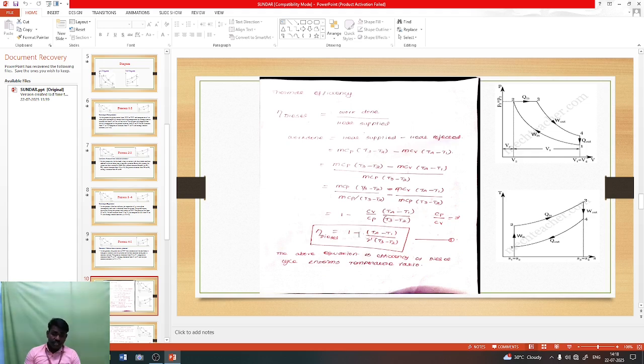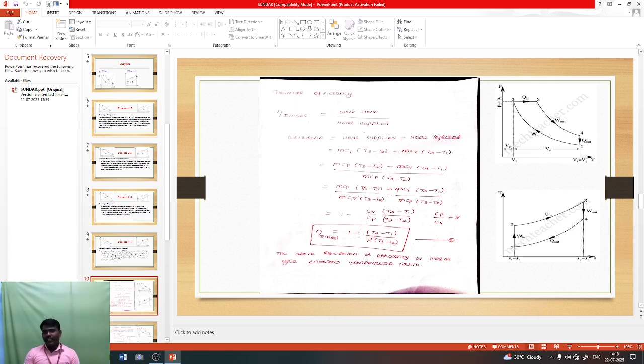What is the meaning of specific heat capacity? For a substance, it is the heat that must be added to one unit mass of the substance in order to cause an increase of 1 unit of temperature. That is called specific heat capacity. So here we have two, Cp and Cv. Cp means specific heat capacity at constant pressure. Cv means specific heat capacity at constant volume.